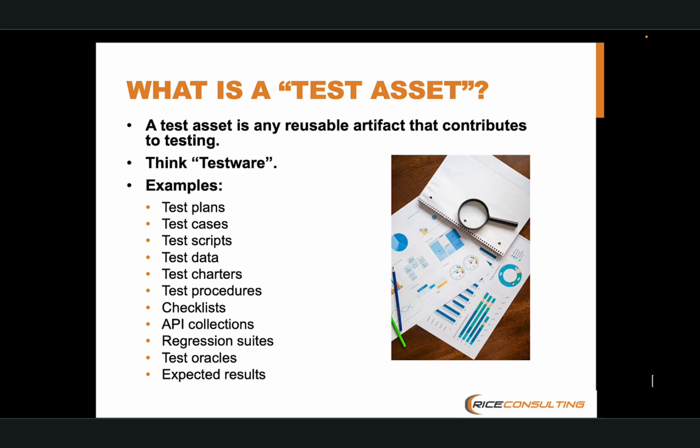So you'll see here on the slide that it can be test plans, test cases, test scripts, test data, test charters, test procedures, checklists, API collections, regression suites and automation, test oracles. In other words, where do you get the knowledge to know if something passed or failed, as well as expected results. How do I know what the target is when I test something? And there could be others that you might think of that you would add to this list.